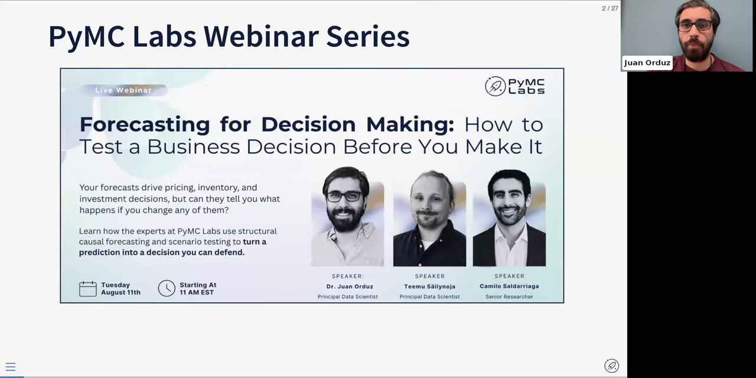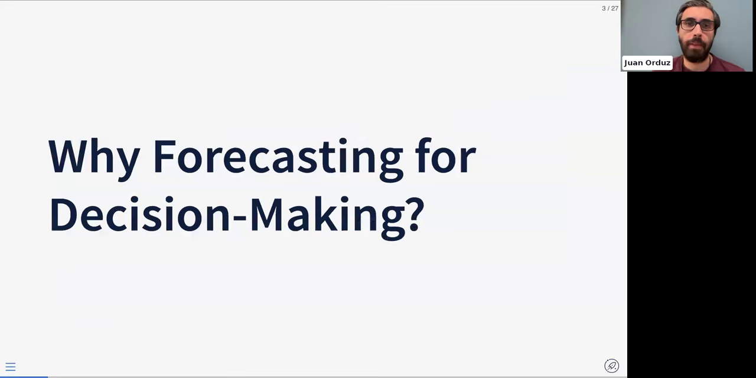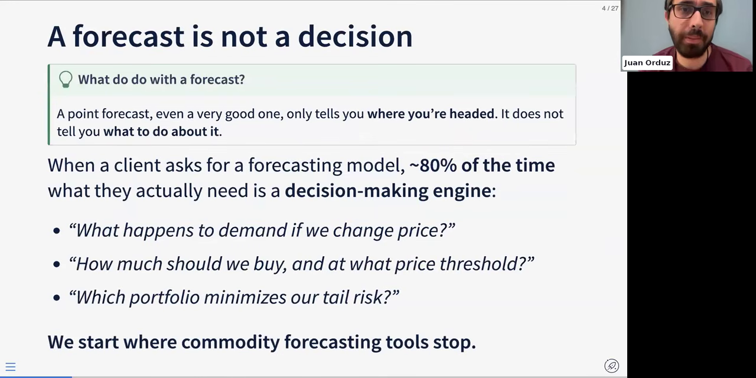So just to frame what we want to work on today, maybe we start with the why. Why are we interested in forecasting for decision making, and why is it relevant for us at PyMC Labs and potentially for you? Well, in my experience in this topic, approximately 80% of the time someone asks me for a forecasting model, say in marketing or in supply chain or a similar field, they don't actually need a forecasting model, but more a decision engine, right?